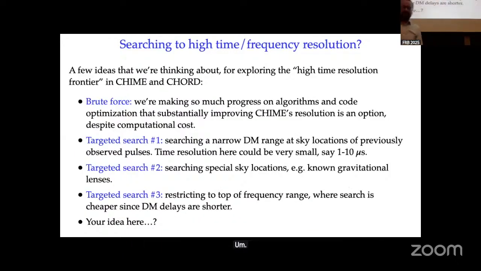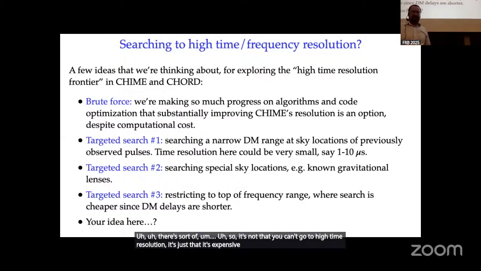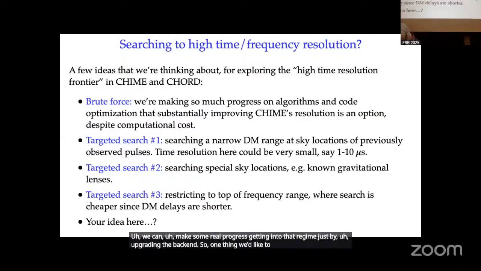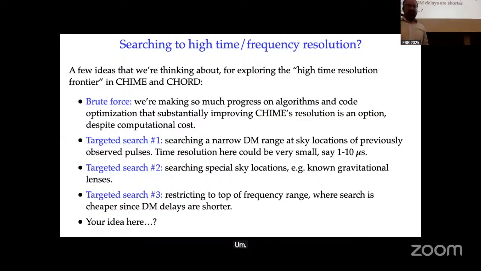There's a few different ideas that we're exploring here. It's not that you can't go to high time resolution, it's just that it's expensive. And since we've made these radical improvements in our code optimization, we can make some real progress getting into that regime just by upgrading the backend. So one thing we'd like to do is a backend upgrade where we switch CHIME to the new code, have a lot more total throughput, and progress into this high time resolution regime.